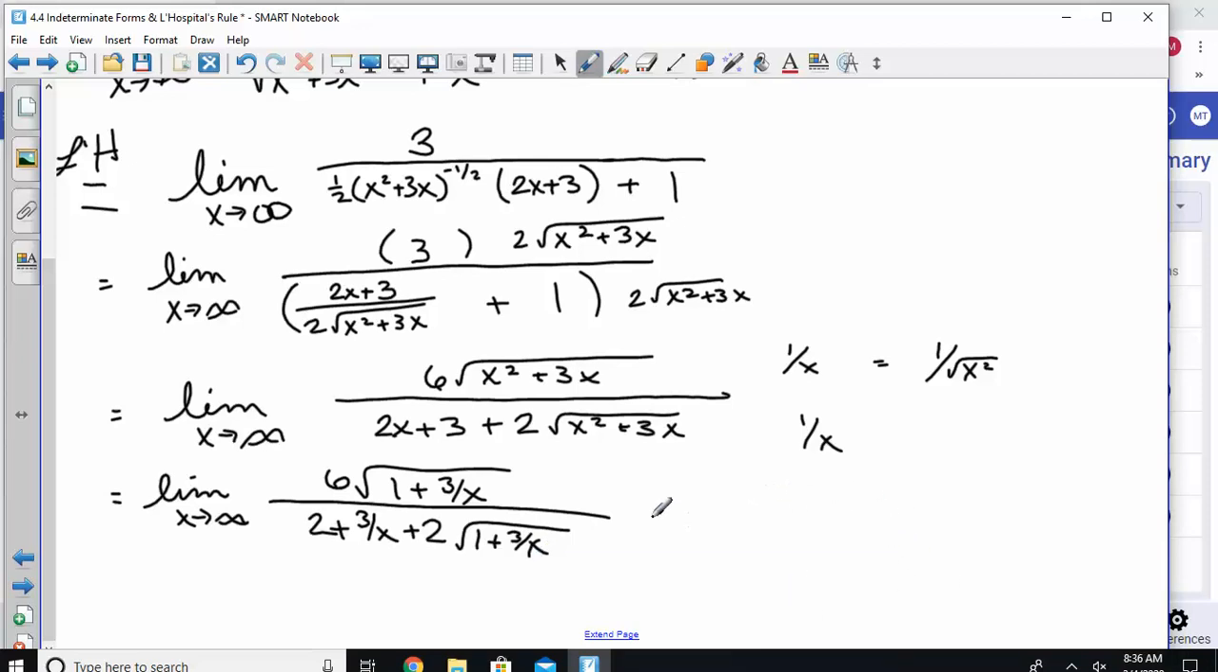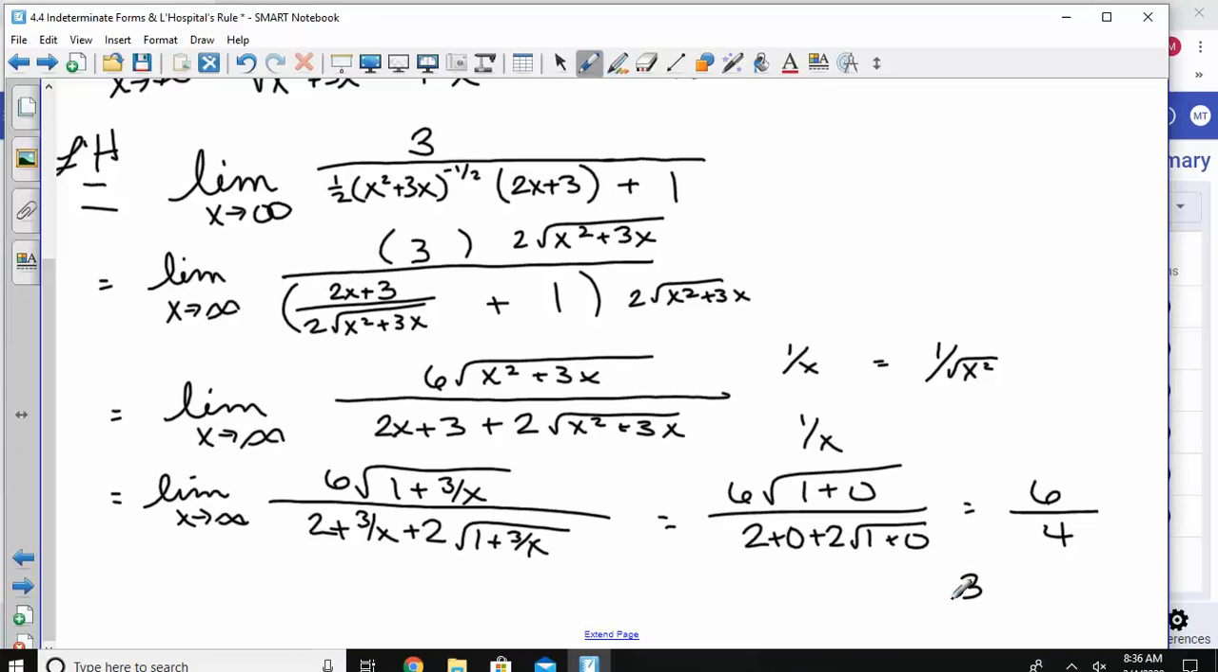Then if I plugged in, 3 over infinity is going to 0. Any number over infinity goes to 0. So on the top I get 6. On the bottom we get 4. So 3 over 2 is my final answer. That's a pretty ugly one.